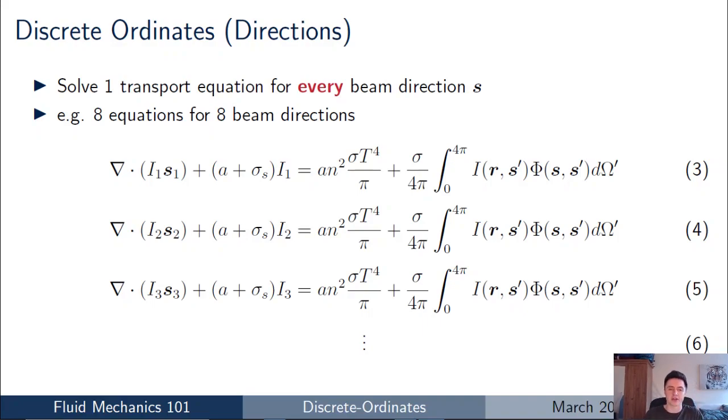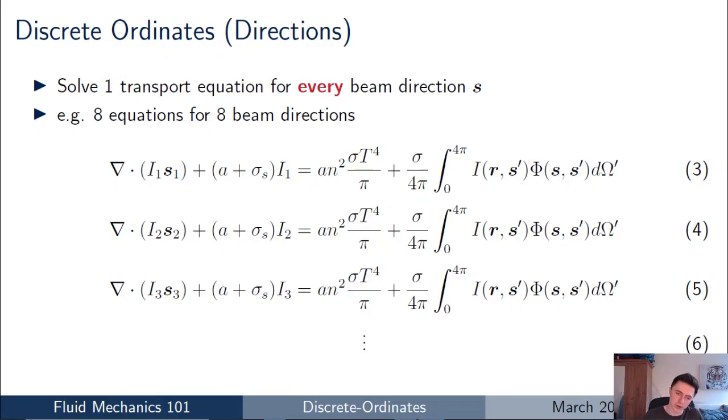Now, the main thing to understand with the discrete ordinates method is that we're going to be solving one transport equation for every beam direction S. So on the previous slide, if we had 8 octants and we had kept each of those octants as one segment, then we'd be solving 8 additional transport equations. And just on the slide here, I've wanted to really spell this out for you so you can see that we're going to be solving that radiative transport equation 8 times if we have 8 directions.